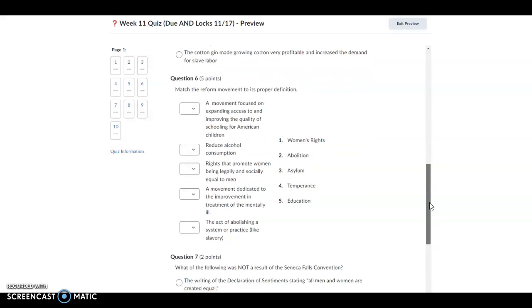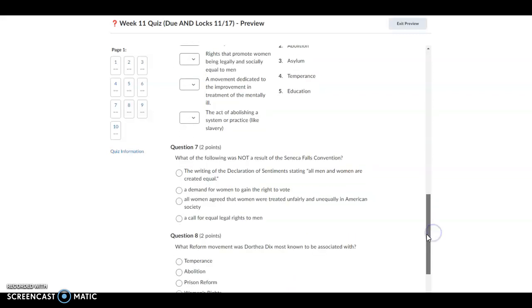Number 6, you're going to match the reform movement to its proper definition. For the reform movements, we have women's rights, abolition, asylum, temperance, and education. For the descriptions of each movement, we have a movement focused on expanding access to and improving the quality of schooling for American children. The next one is reduce alcohol consumption. The third one is rights that promote women being legally and socially equal to men. The next one is a movement dedicated to the improvement in treatment of the mentally ill. And then the last one is the act of abolishing a system or practice like slavery.